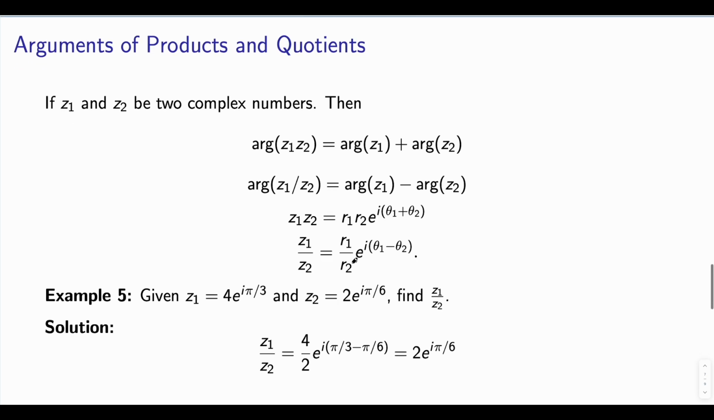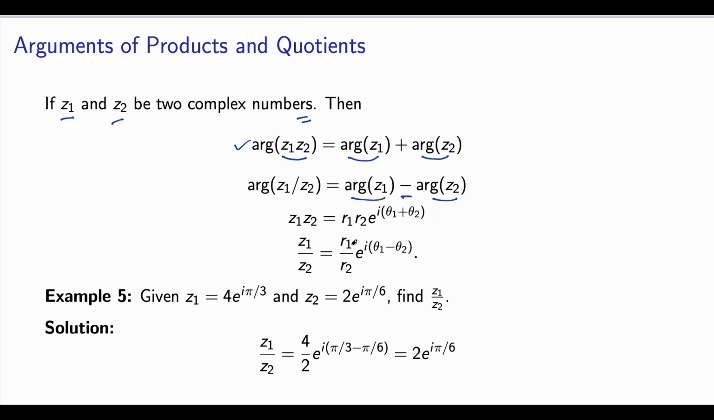Let us talk about the arguments of products and quotients. So if Z1 and Z2 are two complex numbers, then the following identities are going to be true. The argument of the product is equal to the sum of the arguments, right? And the argument of the quotient Z1 by Z2 is nothing but argument of Z1 minus argument of Z2, right?